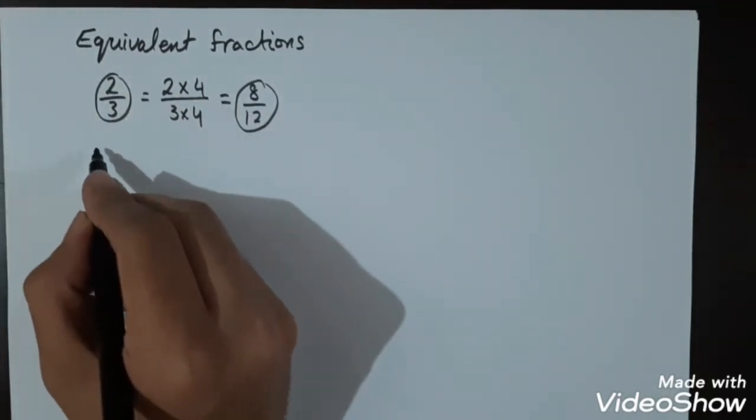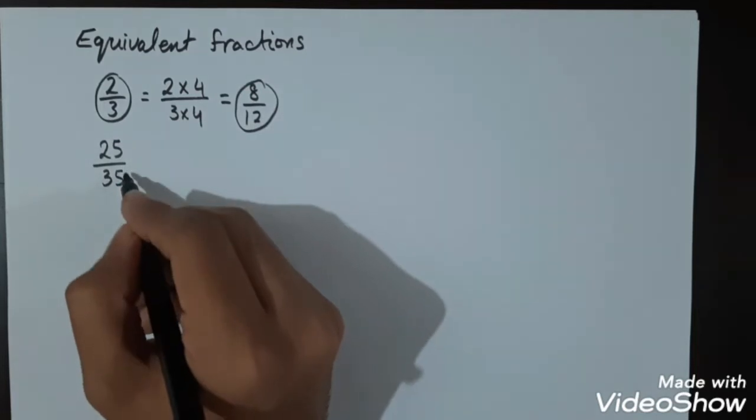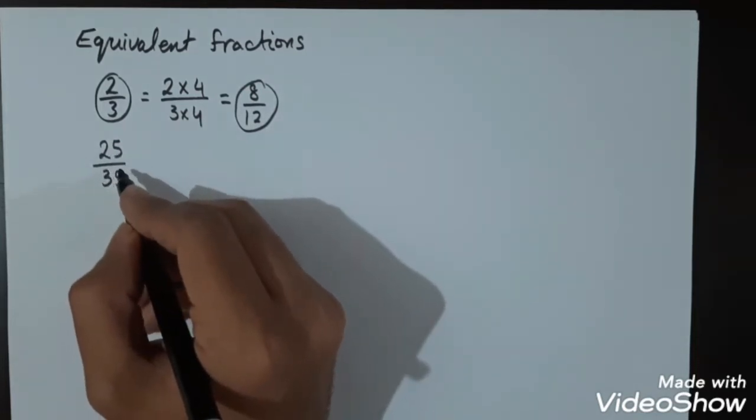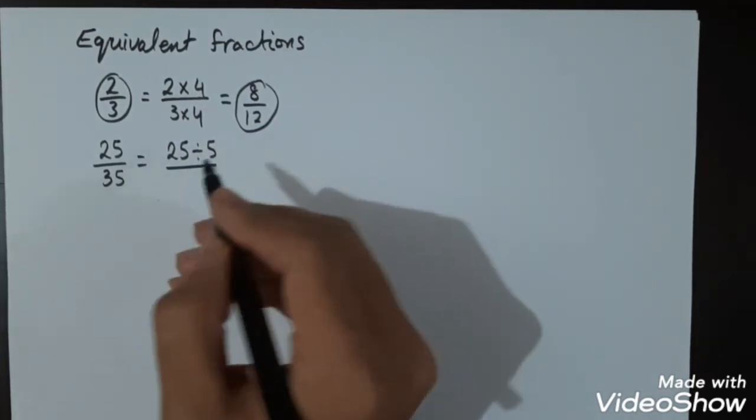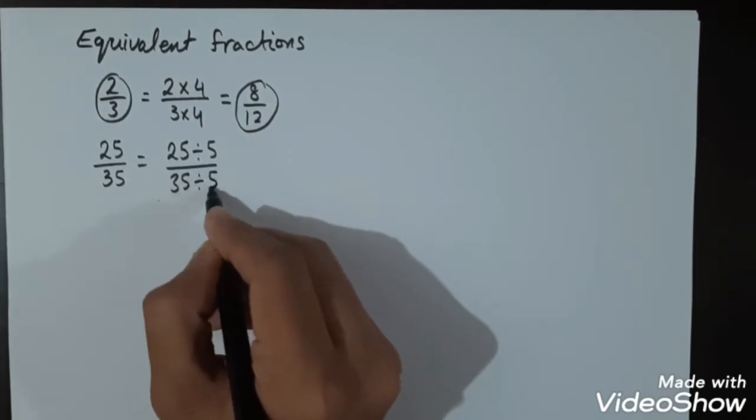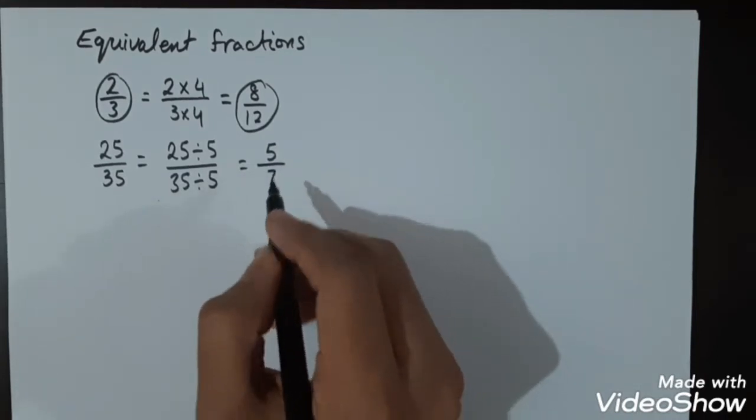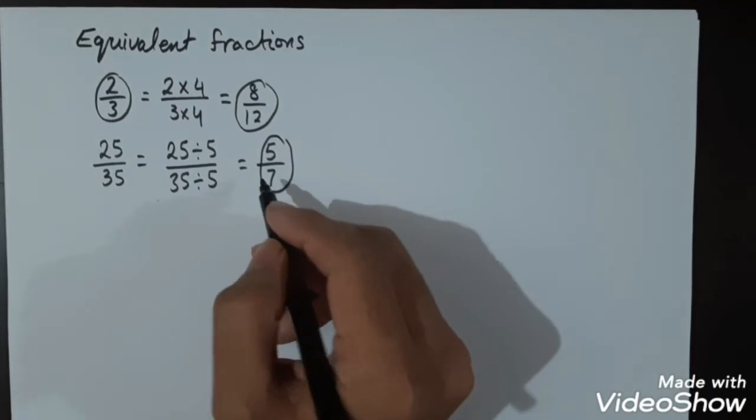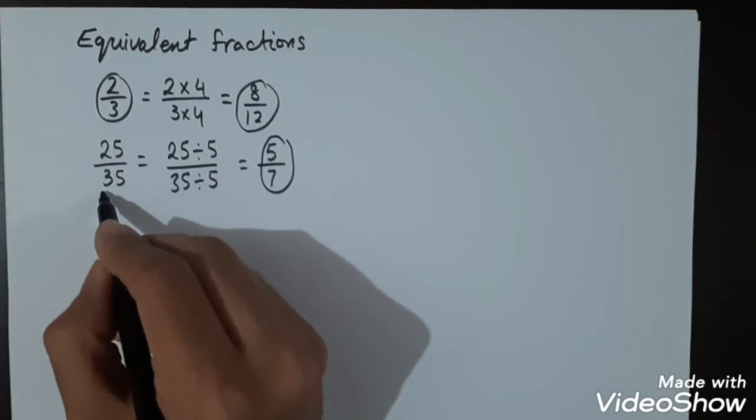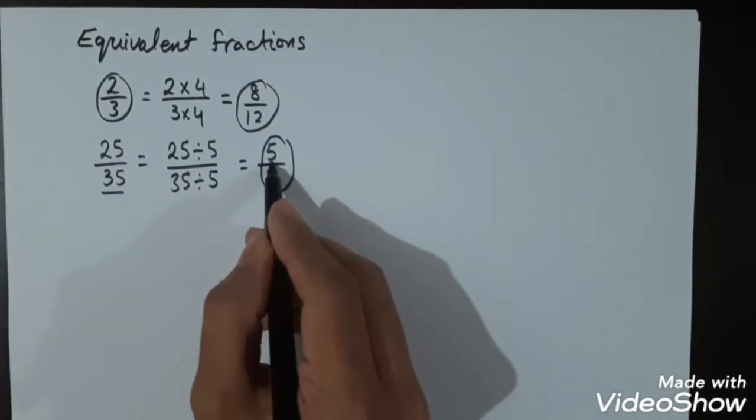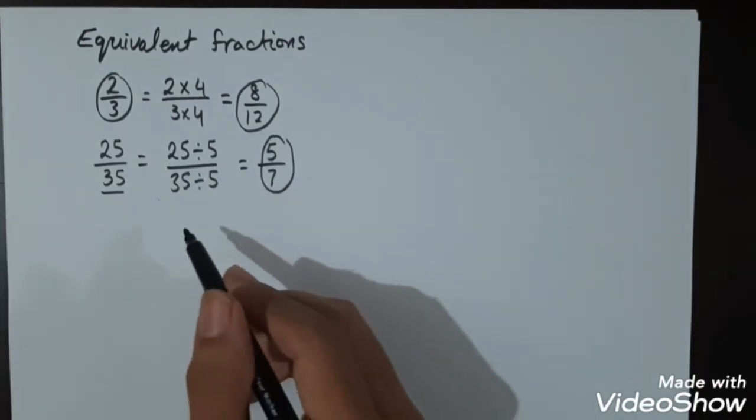Second example is 25 over 35. If we divide this by 5, because these are both multiples of 5, so 25 divided by 5 over 35 divided by 5, which will be 5 over 7, since 5 5s are 25 and 5 7s are 35. So 5 over 7 is equal to the original fraction of 25 over 35. We can use either 5 over 7 or 25 over 35, and this is known as equivalent fraction.